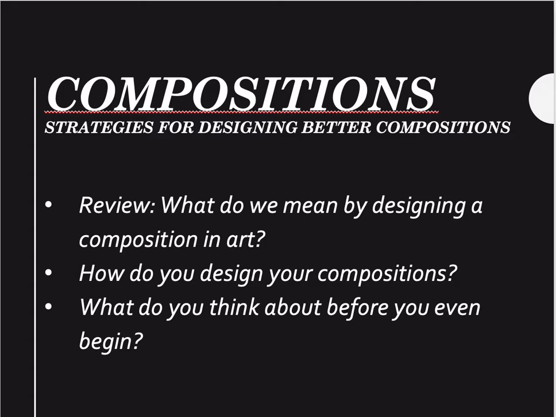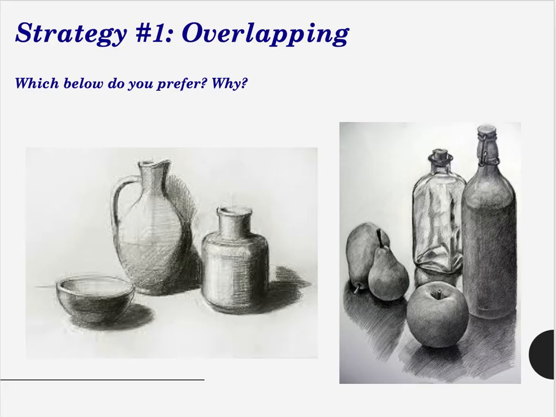I want to make sure that you are considering that before you even put pen on paper or pencil on paper, right? So we are going to go through a list of strategies and examples that you are going to utilize in our project. Strategy 1 is this idea of overlapping, something we've looked at before in Art 1 with the still life.